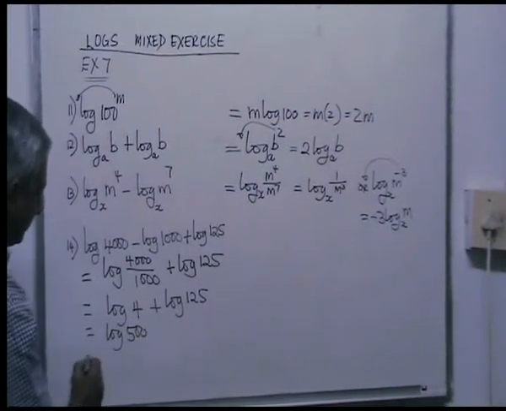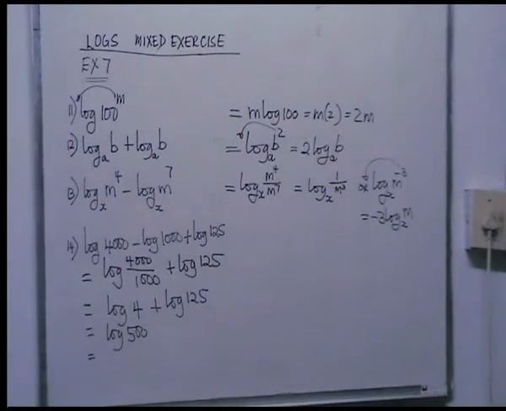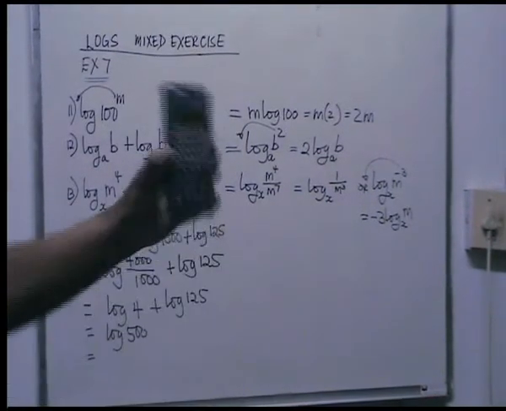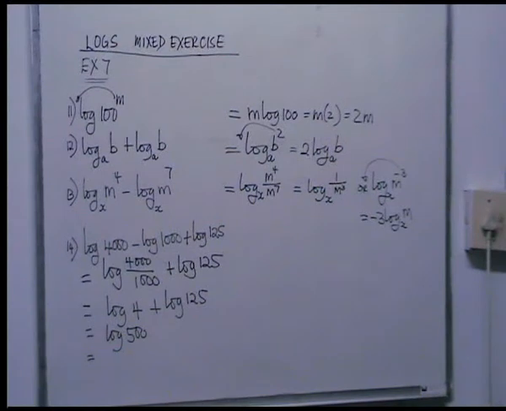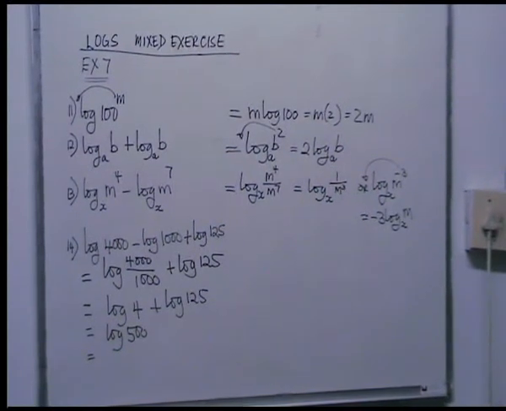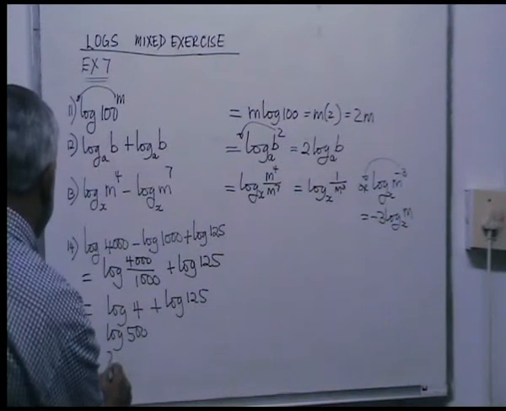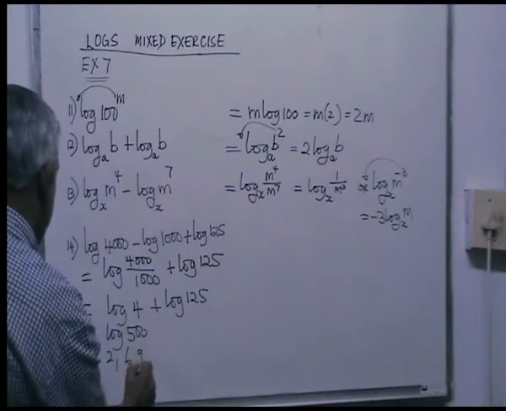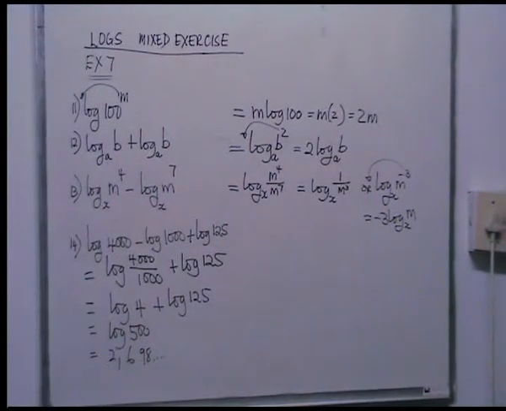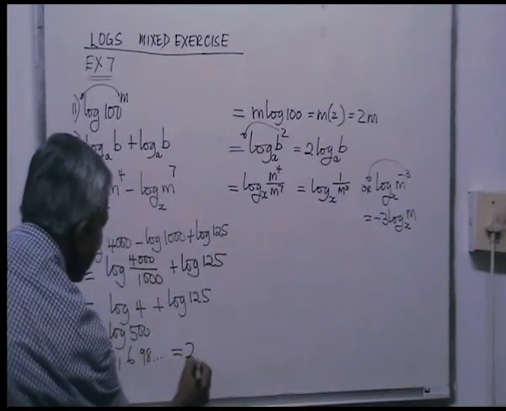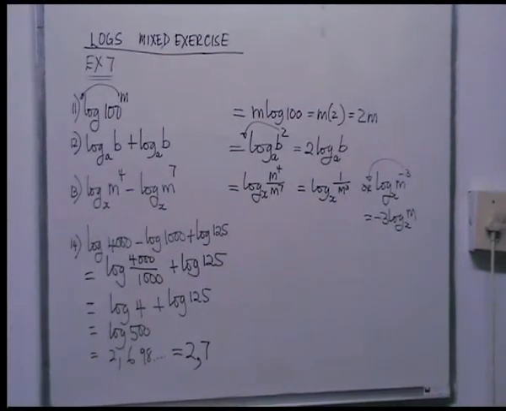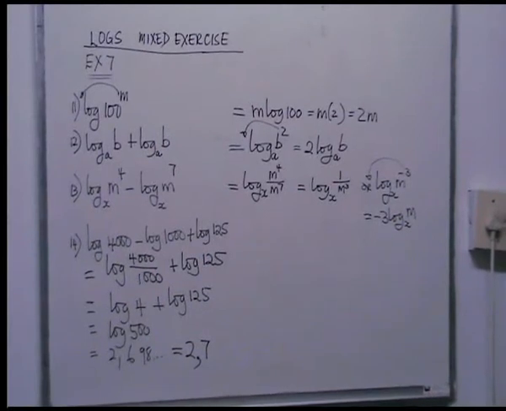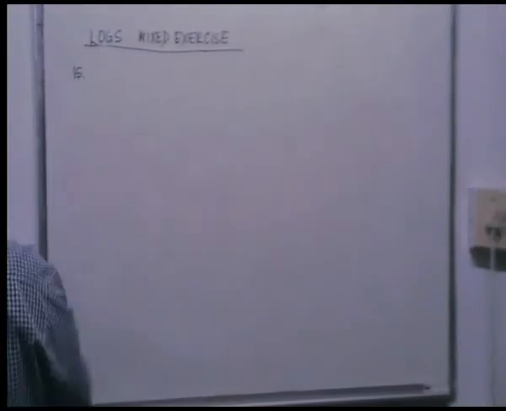Now you can put log of 500 in the calculator and get the answer correct to 1 decimal place. If you put log 500 in your calculator and press equal to, you will get the answer 2.698, etc. It's rounded off to 2.7, correct to 1 decimal place. So we round that off to 2.7. All right, now we're having a look at number 15.